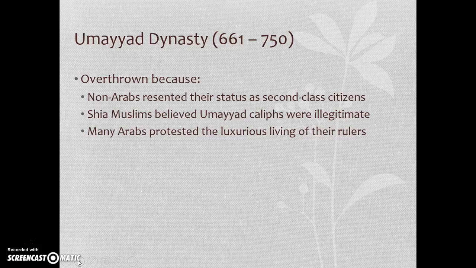Reasons for the Umayyad dynasty's demise: they were overthrown because a lot of non-Arabs resented their status as second-class citizens. The Shiite Muslims believed that the Umayyad caliphs were illegitimate. And then also, many Arabs protested the luxurious living of their rulers. A lot of money was being spent. They didn't want all of these rulers to have these lavish lifestyles. So there was a lot of protest as far as that was concerned.